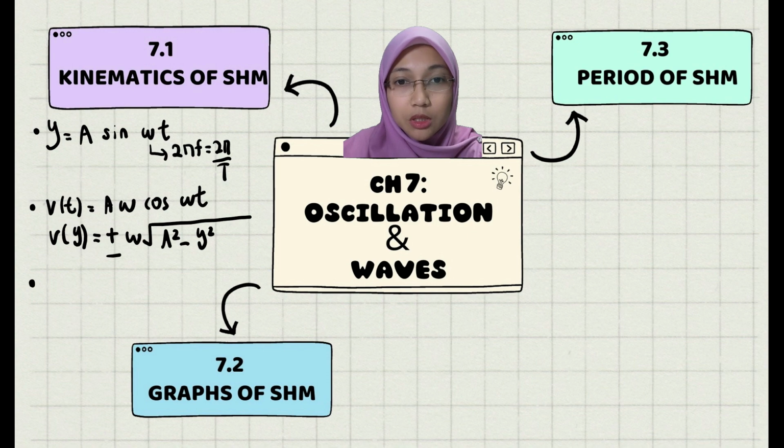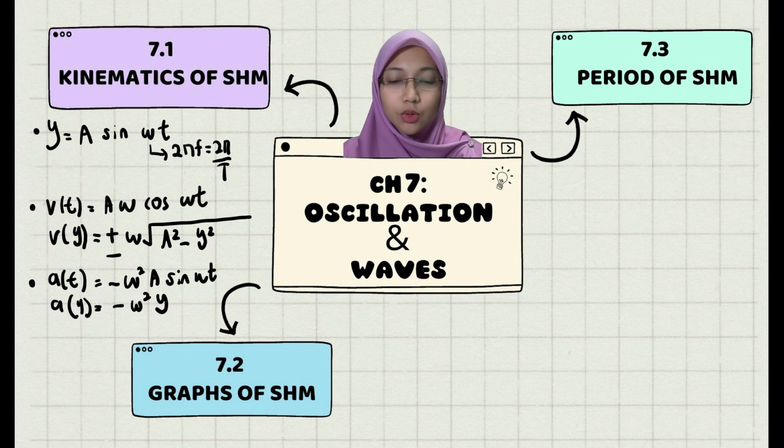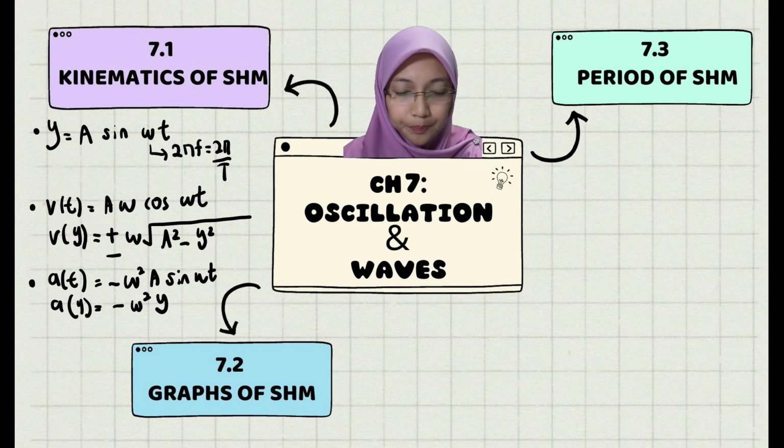The equation for acceleration, a in terms of time, is negative omega squared A sine omega t, and also a in terms of displacement, it is equal to negative omega squared y. Okay, so those are the basic kinematics equations for simple harmonic motion. And apart from that, we also have the equations for the energy.